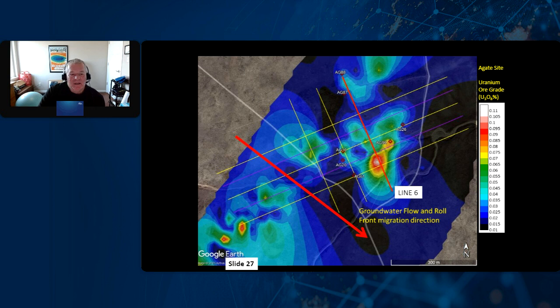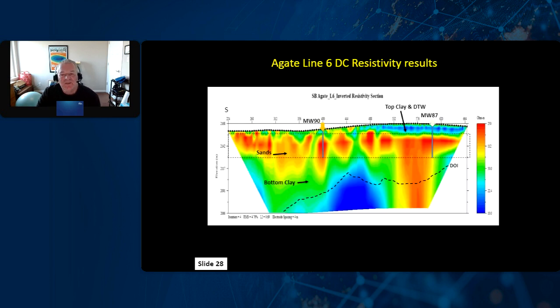All right, I'm gonna go a little fast through line 6 and the next one we do, which is one of the cross lines, line 15, just because, again, we're kind of getting shorter on time and we're seeing basically the same thing. So again, this is another north-south cross section. There is no refraction data that I can show you at this time. That's still being worked on.